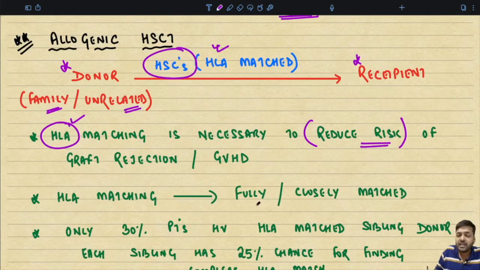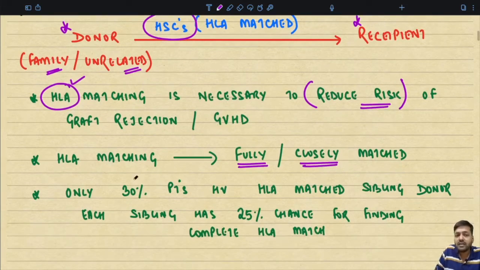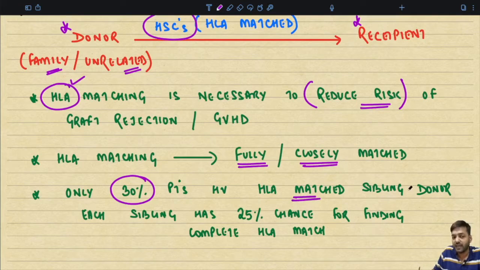Now, HLA matching can be of two types. It can be either fully matched HLA, or it can be closely matched. Remember, only 30% of patients have an HLA matched sibling donor.